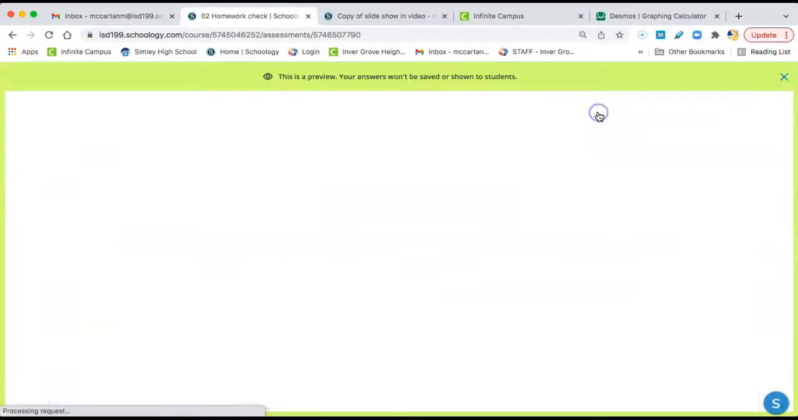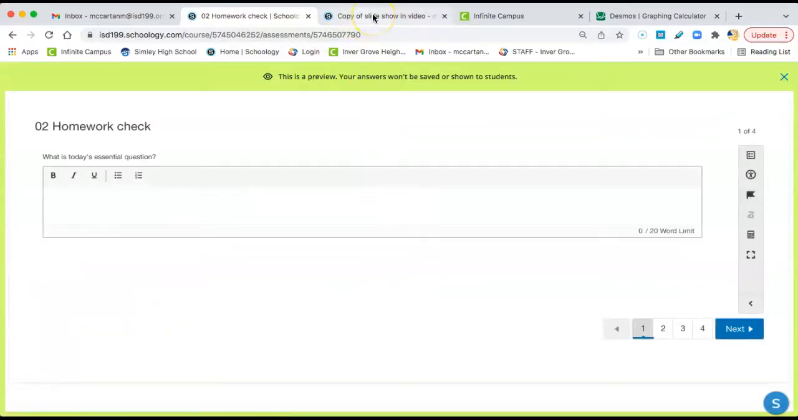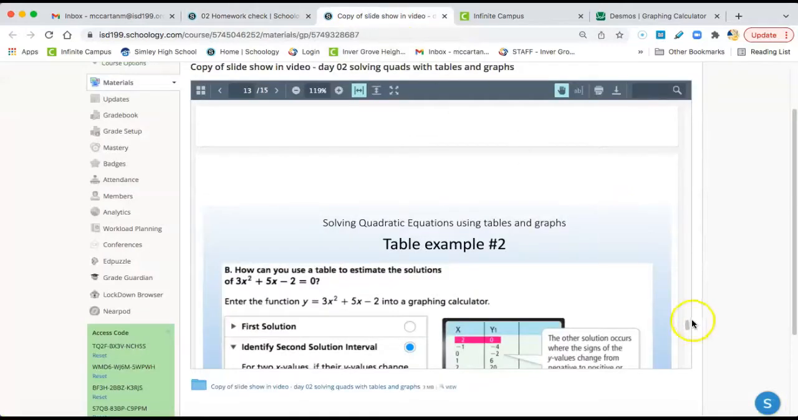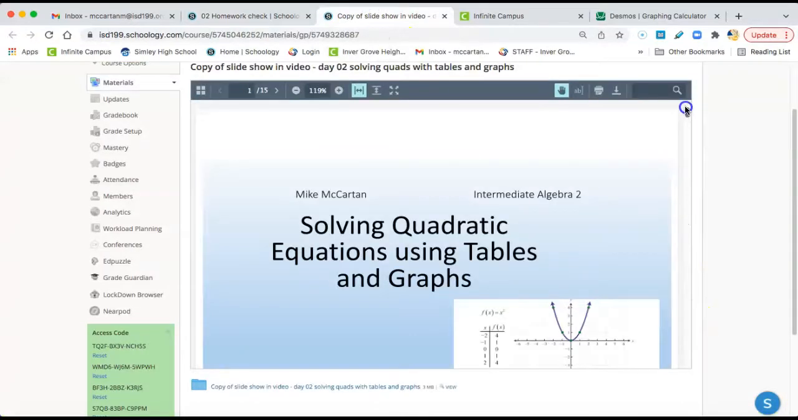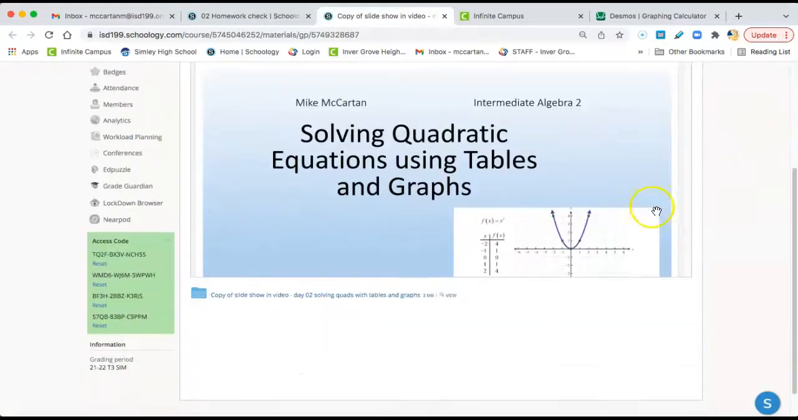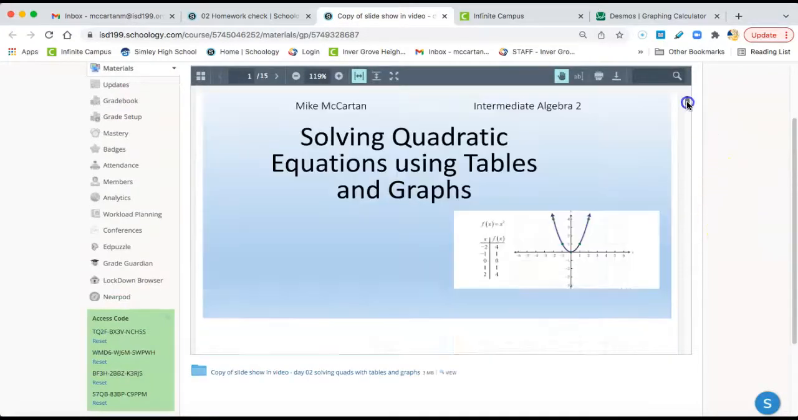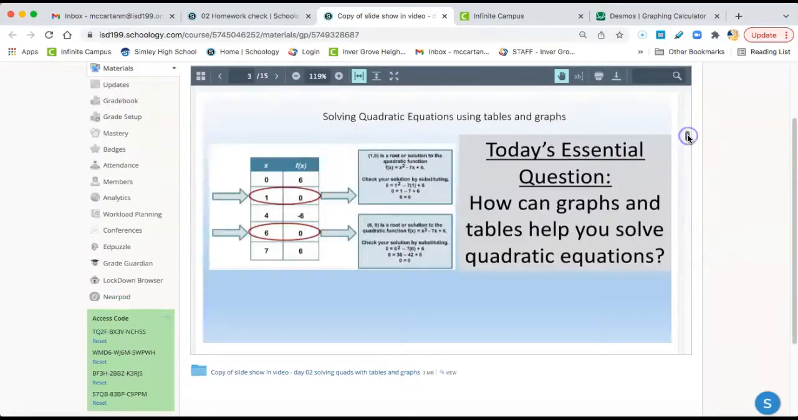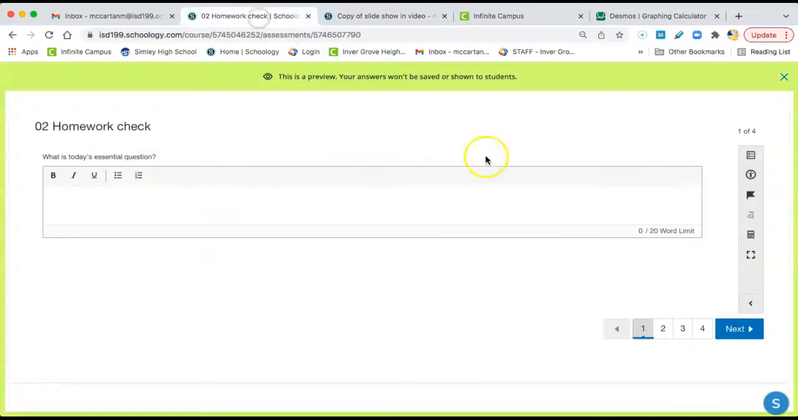All right, again, we always start with the essential question. That's the homework check. The essential question is in the slideshow. This is a copy of the slideshow. I open it in a separate tab. It's right there: How can graphs and tables help you solve quadratic equations? Go ahead and type that in there. It's worth 3 points.